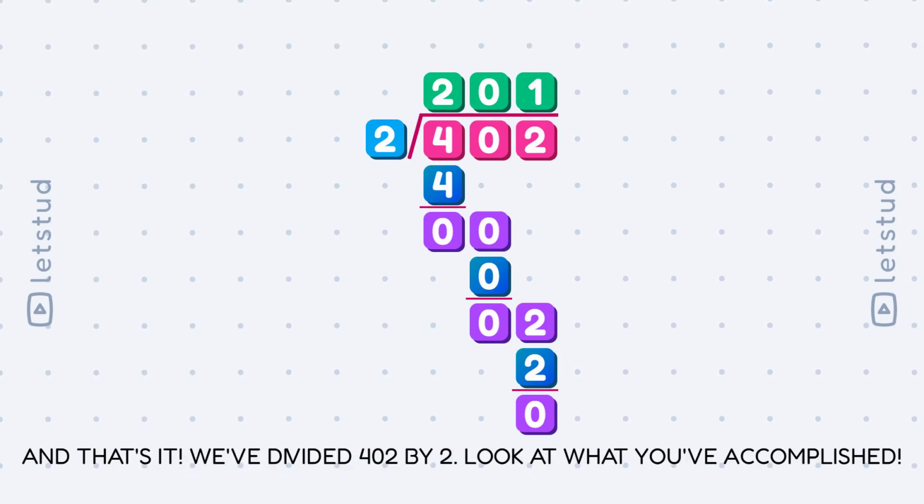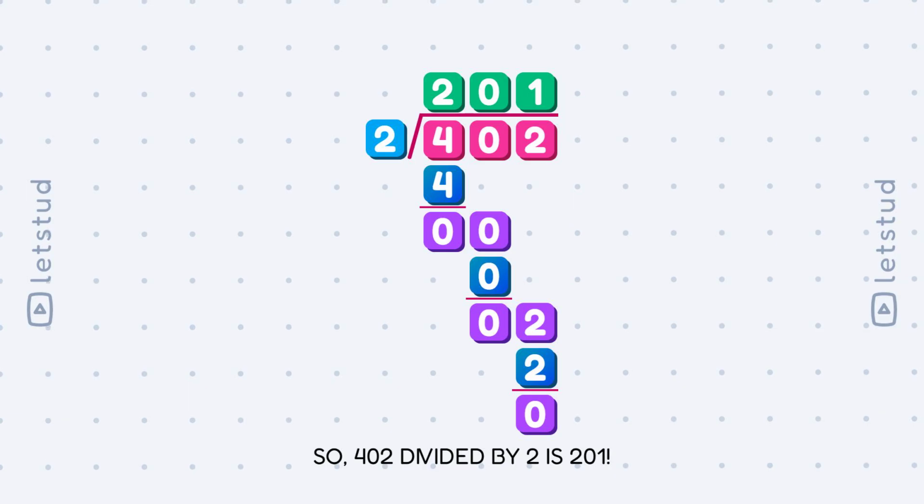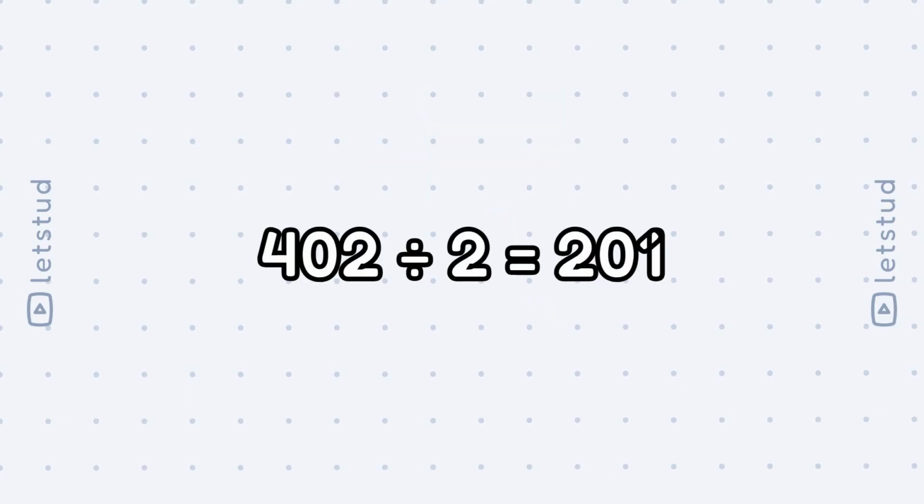And that's it, we've divided 402 by 2. Look at what you've accomplished. So 402 divided by 2 is 201. Great job, everyone! We just conquered dividing 402 by 2. Remember, every step in long division helps us understand numbers better. Keep practicing and you'll become a math whiz in no time.